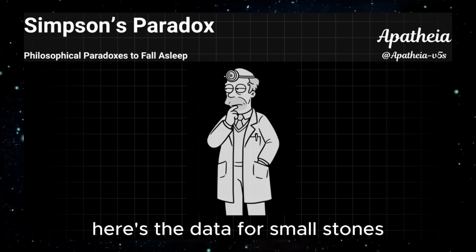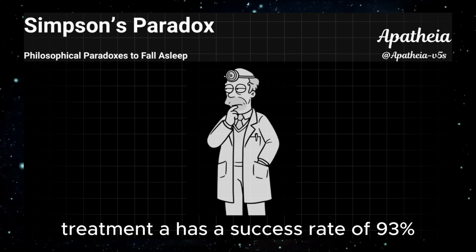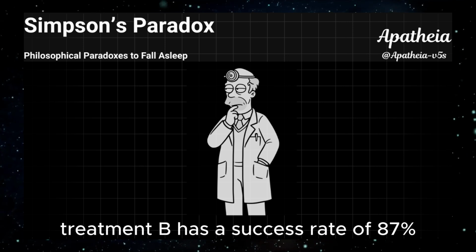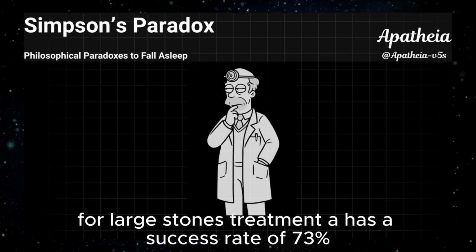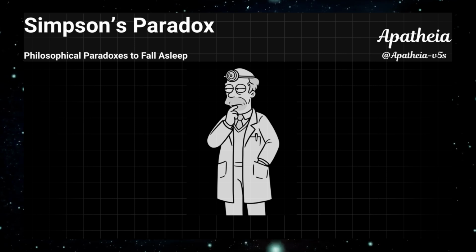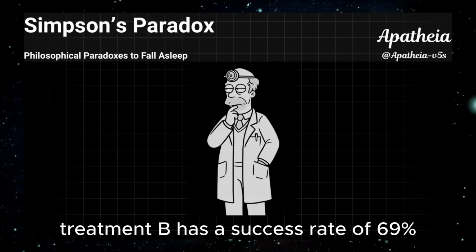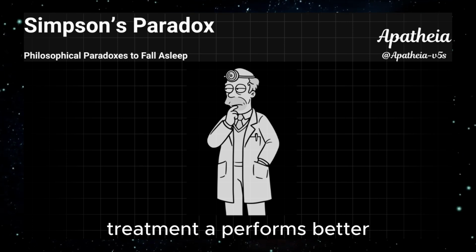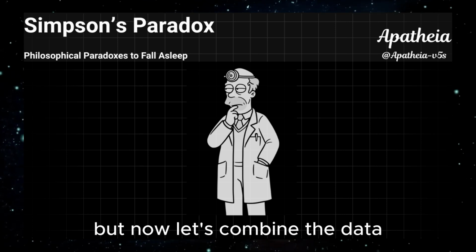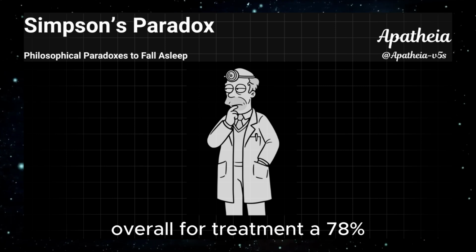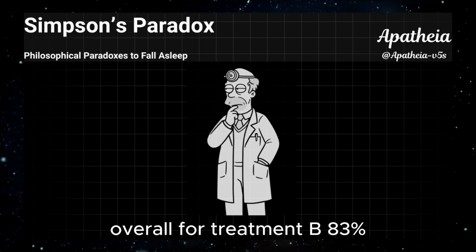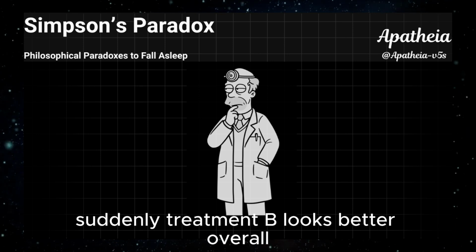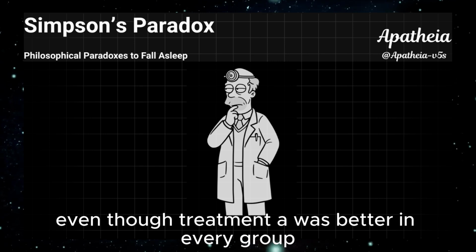Here's the data. For small stones, treatment A has a success rate of 93%, treatment B has a success rate of 87%. For large stones, treatment A has a success rate of 73%. Treatment B has a success rate of 69%. So in both categories, small and large stones, treatment A performs better. But now let's combine the data and look at the overall success rates. Overall for treatment A, 78%. Overall for treatment B, 83%. Wait, what? Suddenly treatment B looks better overall, even though treatment A was better in every group.